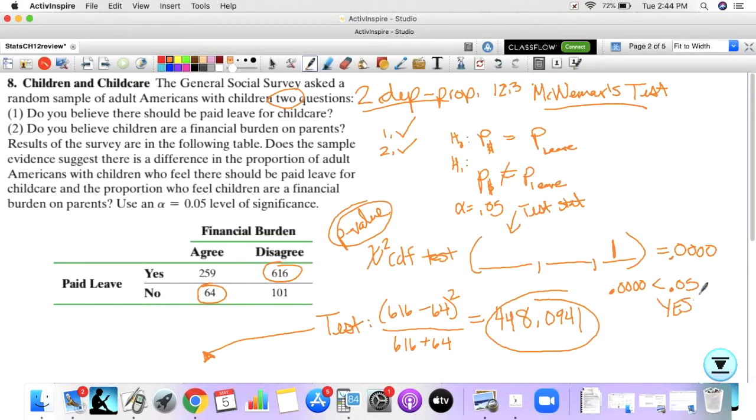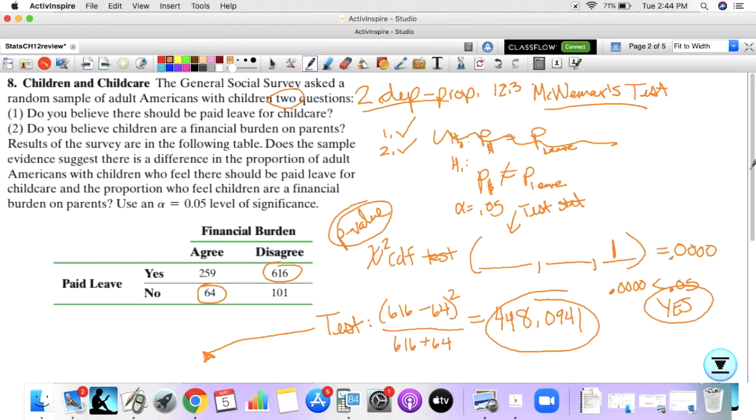So we're essentially comparing 0 to our level of significance, which is 0.05, and yes, it is smaller. So the yes means that there is enough evidence to reject our null. What we would say is there is enough evidence at a 0.05 level of significance to suggest that the proportion of adults who believe that children are a financial burden to their parents is different than the proportion of adults who believe that there should be paid leave for childcare. And to be honest, when you hear that conclusion, that kind of makes sense, right? The people who think it's a burden would probably be different than the amount of people who think we should provide paid leave. Those are two very different perspectives.